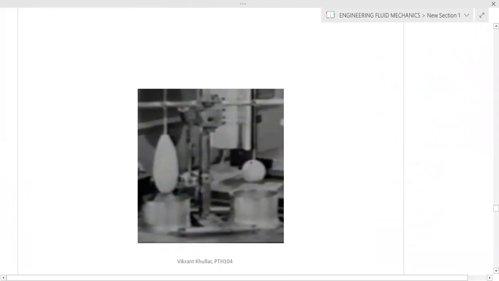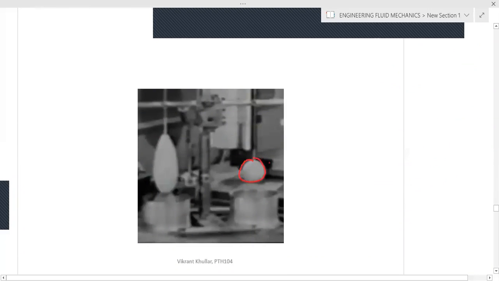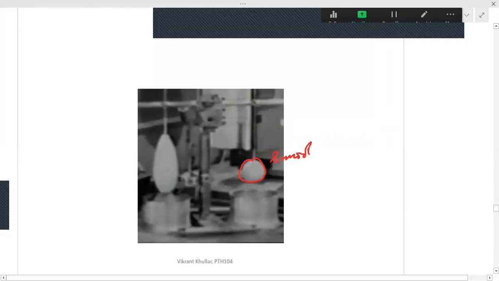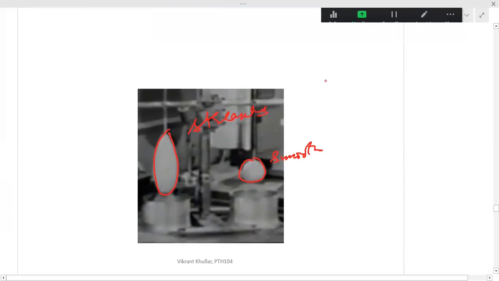I have a third experiment. In this case, I have a smooth ball here and I have a streamlined shape here. Now I keep on increasing the speed. What do you think, in which case will the drag force be higher, and will it change at some speed or will it remain the same trend?